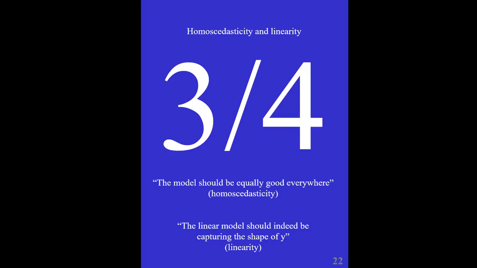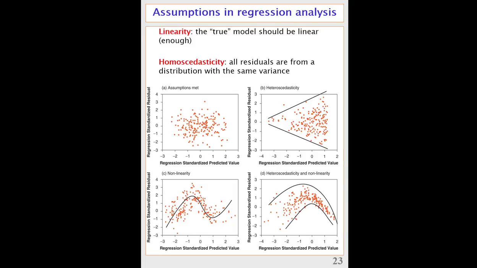Okay, it's easiest to see what's wrong graphically. This is what the set of graphs looks like. Linearity means that the true model should be linear, or linear enough, so to speak. And homoscedasticity means all residuals come from a distribution with the same variance, epsilon distributed as N(0, sigma squared). That's where that came from. So this is what you want to see in the graph: I put the predicted values of my model on the horizontal axis, standardized, and the residual is how far off I am. What I want to see in a graph like this is pure noise, like the one on the top left. Then we're fine.